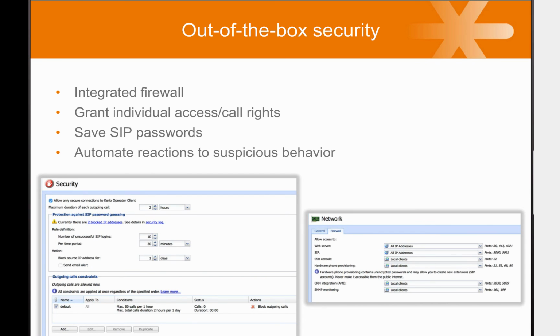Out of the box security, this is the safe and the secure part in our products. We have an integrated firewall. You can be pretty granular about who has access to make phone calls. We have safe SIP passwords, and we also have some automated reaction if the Operator box detects some suspicious behavior.